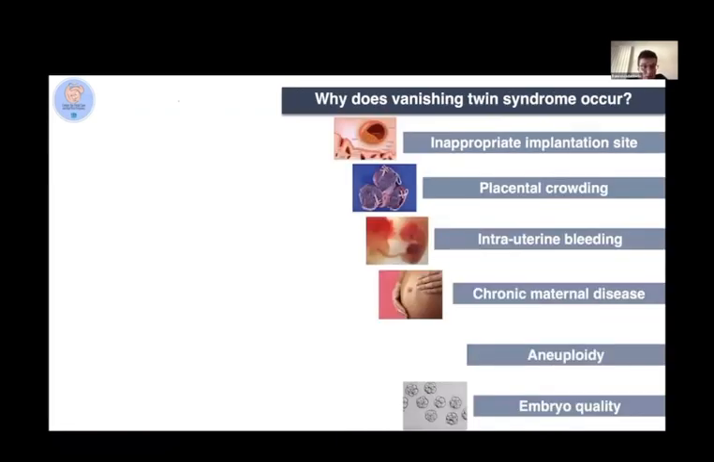Why does this phenomenon occur? There are several different theories. One of the most accepted is the presence of aneuploidy, especially those coming from rare autosomal trisomy. Another is an inappropriate implantation site or placental crowding. We know that in studies from IVF, the higher the number of embryos implanted, the higher the risk of vanishing twin syndrome. Other causes are intrauterine bleeding and chronic maternal disease. Because most of these studies were conducted on IVF pregnancy, the quality of the embryo transfer matters, with a higher risk of vanishing twin in moderate compared to high quality embryo transfer.